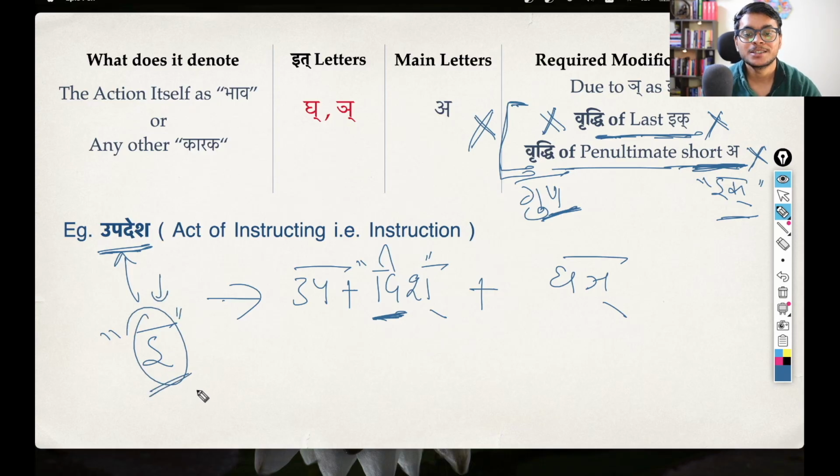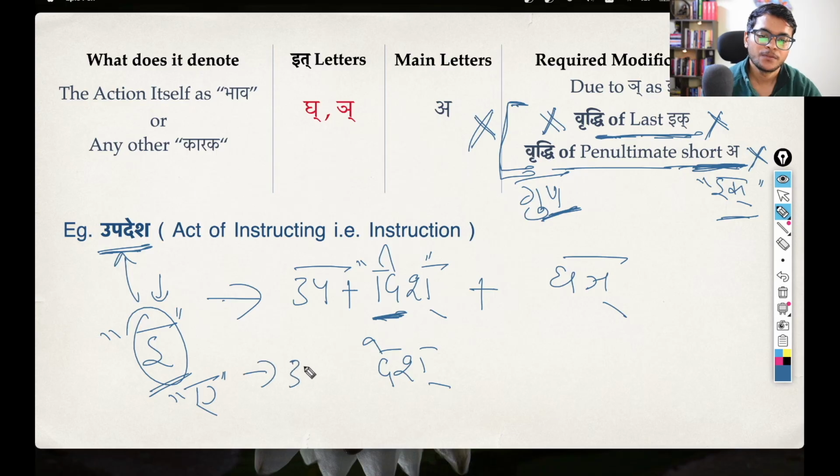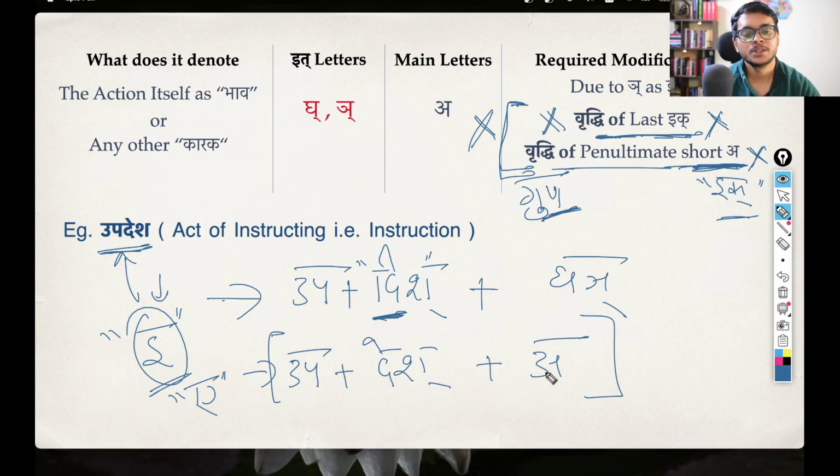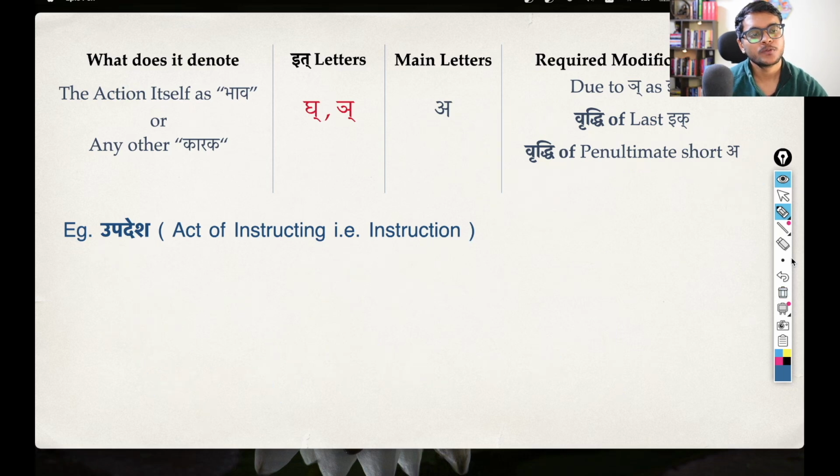So this i changes into e because the guna of i is e. So this dish changes into desh. Then we have this prefix upa, and for this ghai pratyaya we know we have this a. And now we combine all of them together. So upadesha, this is the pratipadika we get, that is the act of instructing. Basically the instruction itself. I hope everything is clear, and I hope you remember this point that when the vriddhi modifications are not possible, we also check whether the guna modifications are possible. I hope so far everything is clear.